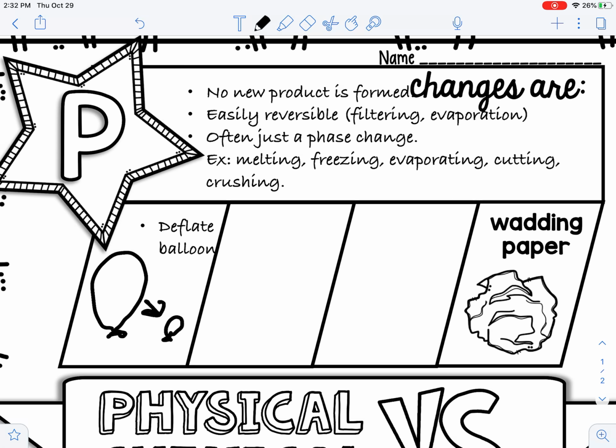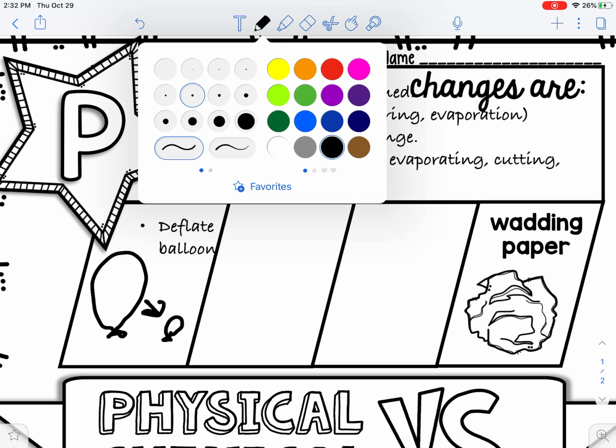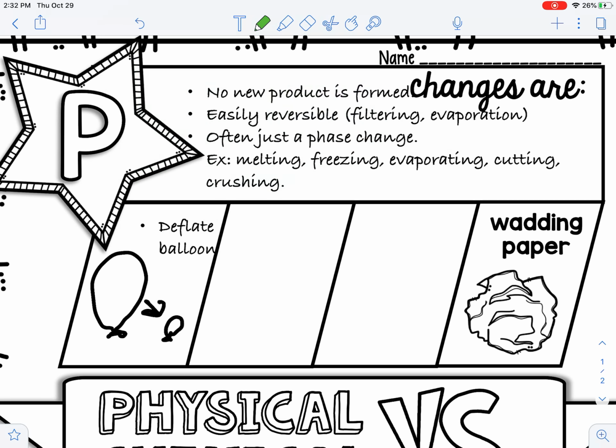Continuing on, we said that we could filter or evaporate, and we can make something that is reversible. So something that would be reversible would be if we were to make lemonade. Here's the cool thing, guys. We could actually set it out for probably a very long time, and all of the water would evaporate out. And guess what? We would be left with our lemonade powder.